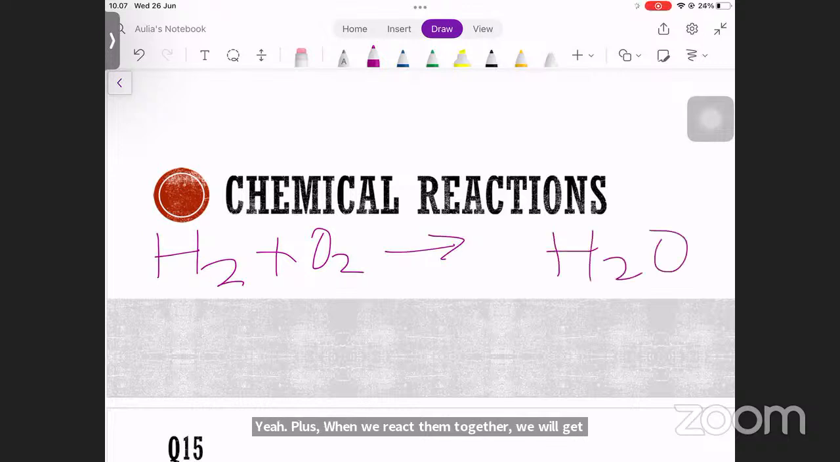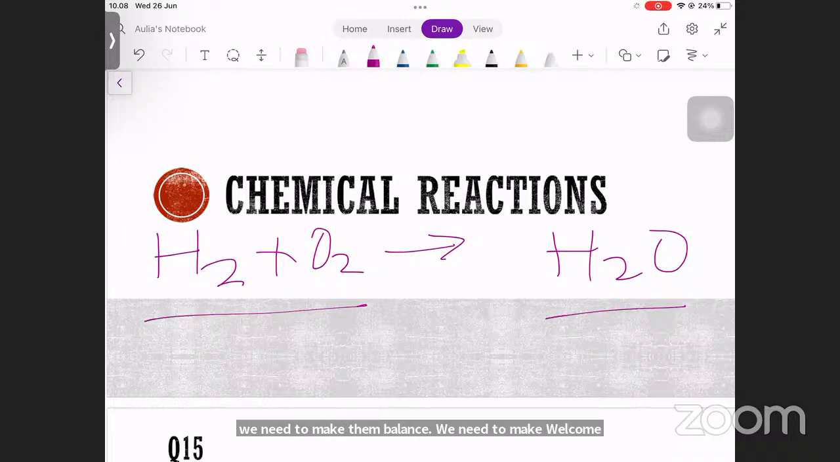But as you can see here, in the reactants we have two hydrogens and two oxygens. But in the product, everyone, there are only two hydrogens and one oxygen, which is not similar at all, isn't it? So we need to make them balance. We need to make reactants and products have a similar number of atoms.